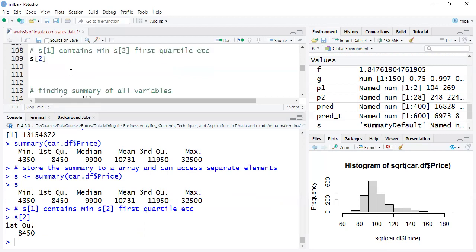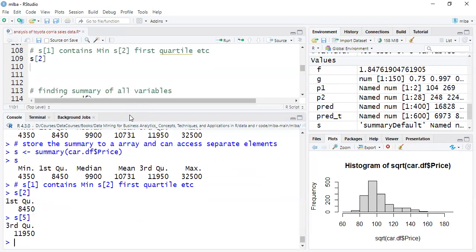If you want to see the third quartile, it will be stored in position 1, 2, 3, 4, 5. So S5, S in square brackets 5. You can see the third quartile value is this. If you want to find out the maximum value, you can use S6. S6 will contain the maximum value.